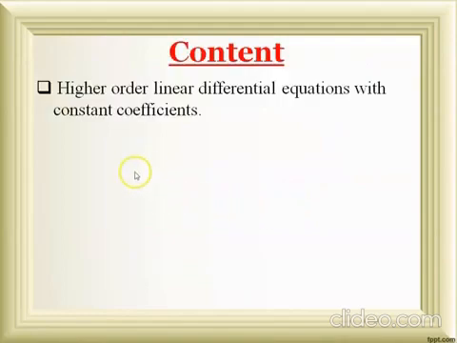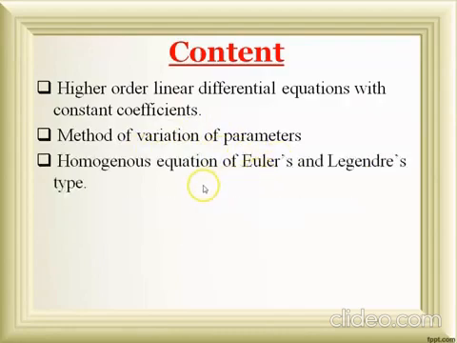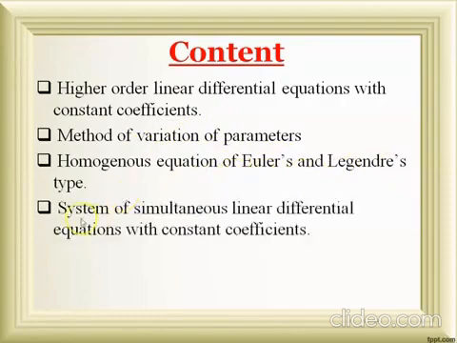Under this unit, we are having the following topics. The first one is higher order linear differential equations with constant coefficients. The second one is method of variation of parameters. The next thing is homogeneous equations of Euler's and Legendre's type. The last one is system of simultaneous linear equations with constant coefficients.